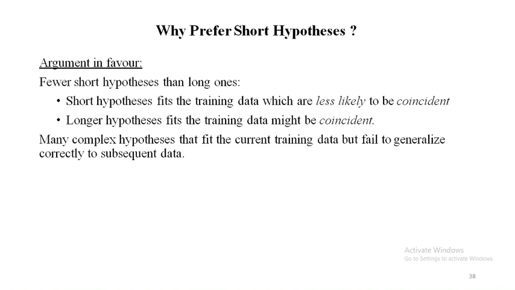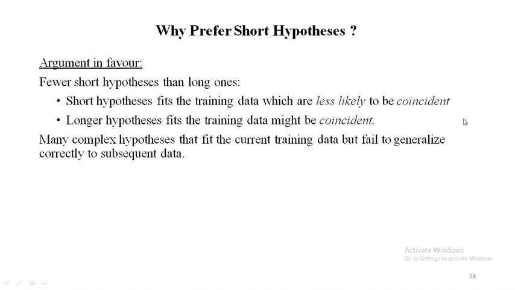Such a hypothesis will not be chosen. So that is how your shorter hypothesis will be preferred over the longer ones. Why is that? Fewer short hypotheses exist than longer ones. Why is it so? A short hypothesis that fits the training data is less likely to be a coincidence.